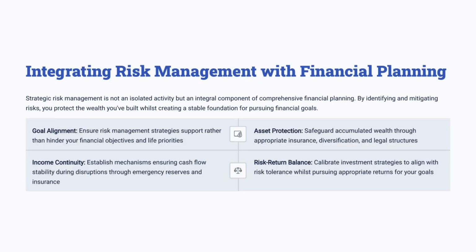Integrating risk management with financial planning ensures your strategies align with life priorities, safeguarding wealth through insurance and diversification. Establish income continuity with emergency reserves and insurance, maintaining cash flow during disruptions. Balance risk and return by aligning investment strategies with your risk tolerance, ensuring appropriate returns for your financial goals.